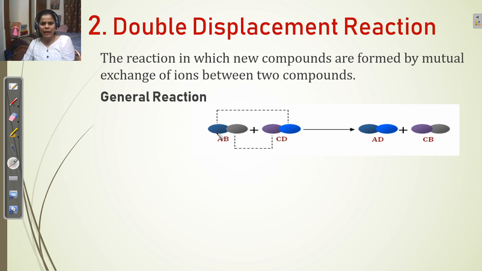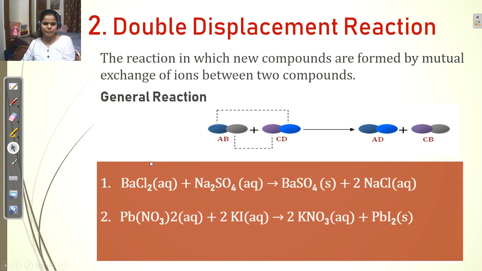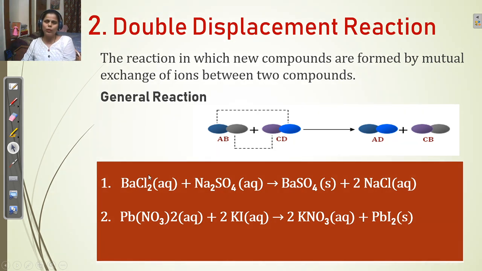So A displaces the B and reacts with the D and forms the AD compound. And B displaces the A and combines with the C and forms the BC compound. Okay, here are two examples of the double displacement reaction.